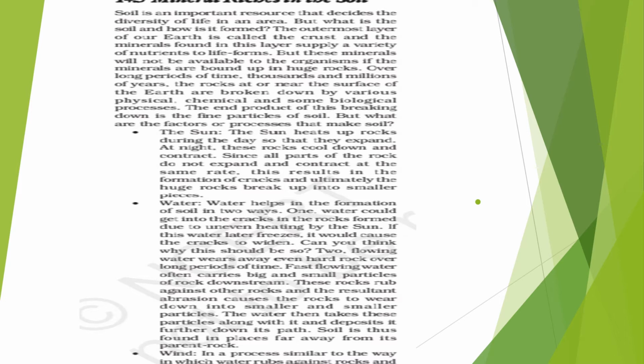So students, now we are going to know how soil is formed. Various factors are there. At first, the main factor is the sun. The sun heats up a rock during the day and it expands, but at night these rocks cool down and contract. Since all parts of the rocks do not expand and contract at the same rate, this results in the formation of cracks, and ultimately the huge rocks break up into smaller pieces, and that is soil.